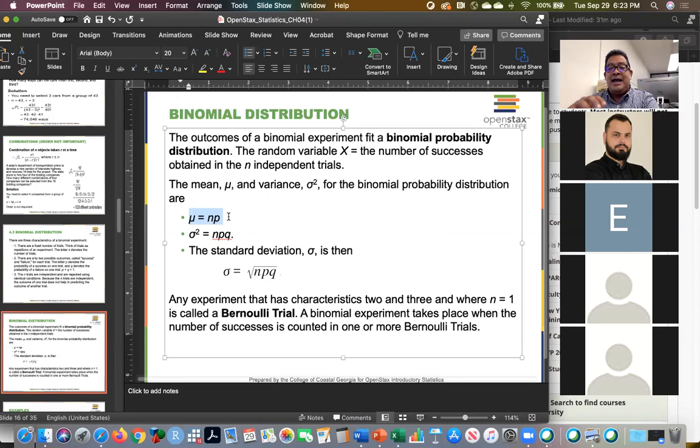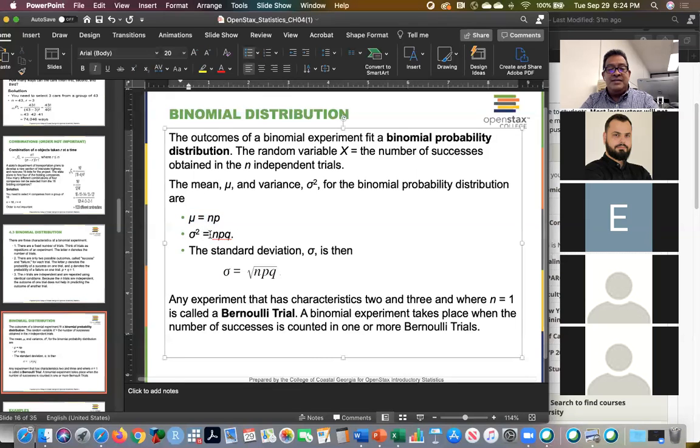At the end of the chapter, you can see that in some cases you might say, what should I use? Should I use a binomial distribution? Should I use a Poisson distribution? Should I use a hypergeometric distribution? In many cases, you can do some transformations. So keep in mind that in the binomial experiment, when you want to find the mean, you multiply the sample size times the probability of success.